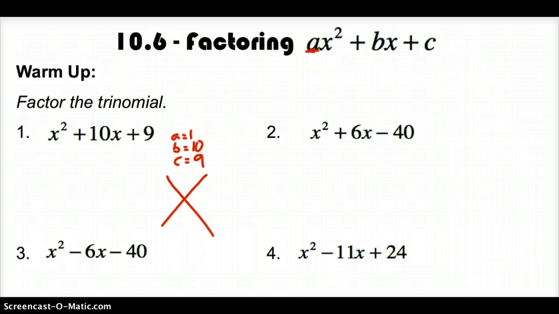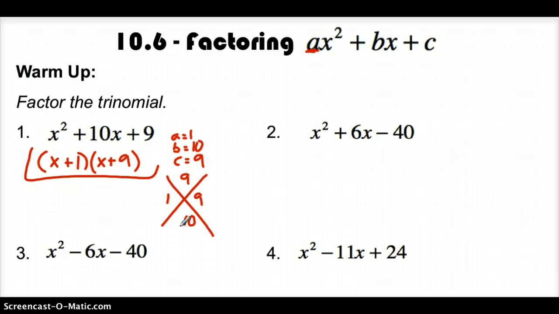I want these two numbers to multiply to a times c. So 1 times 9 is 9. These same two numbers have to add to b, and my b term here is 10. Again, I want to think of two numbers that multiply to 9 but add to 10. That's pretty easy. It's just 1 times 9. So I'm going to write this out as x plus 1 times x plus 9, and those will be my two binomial factors.